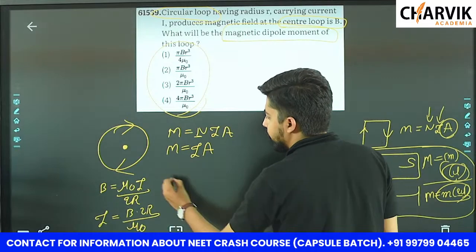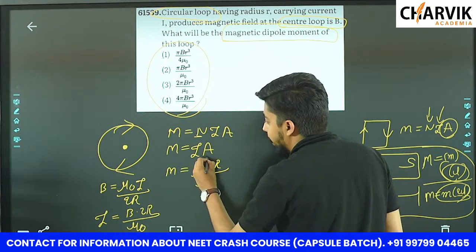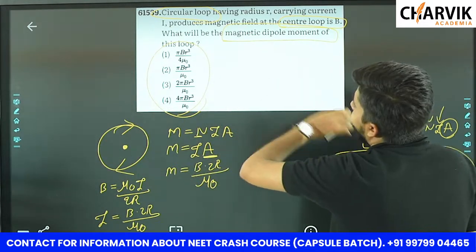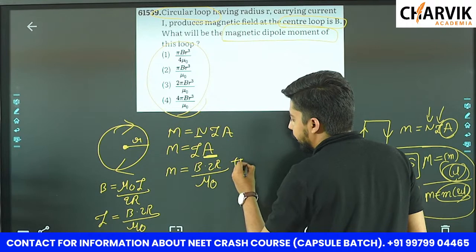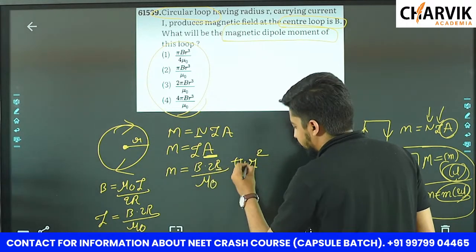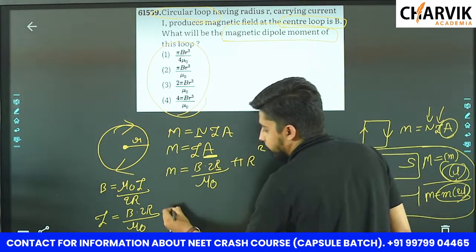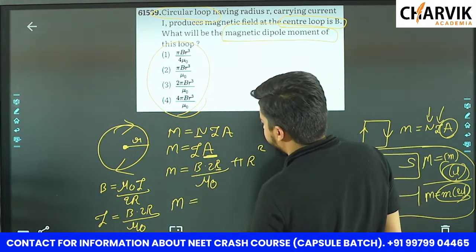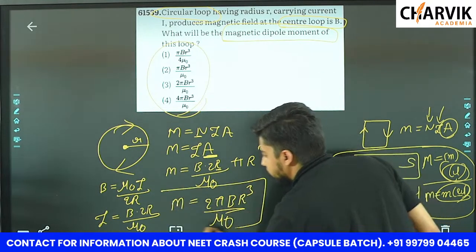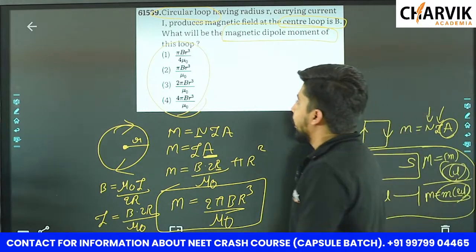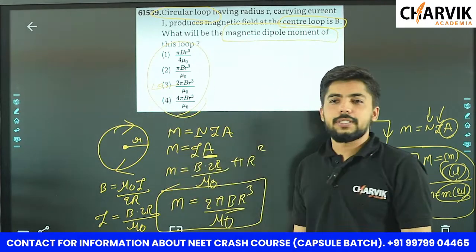Place the value of the current in this equation. So the dipole moment becomes B into 2R divided by mu naught, and A is the area of the loop. Anything given about the area? No. So let us consider the radius is R, and therefore the area will be pi into R square, and this R and this R are the same, so let me write a capital R. So it becomes pi into R square. Now our magnetic dipole moment will become 2 pi B R cube divided by mu naught. This is the formula of the magnetic dipole moment. Let us match the option: 2 pi B R cube divided by mu naught. Yes, it is given in the third option, which is your correct answer.